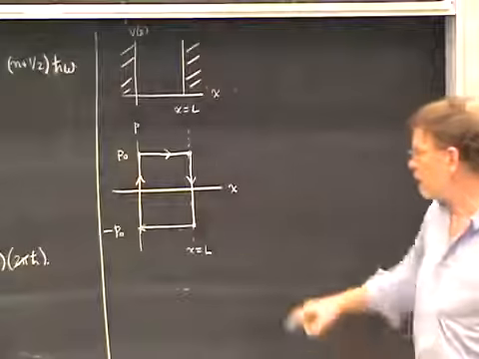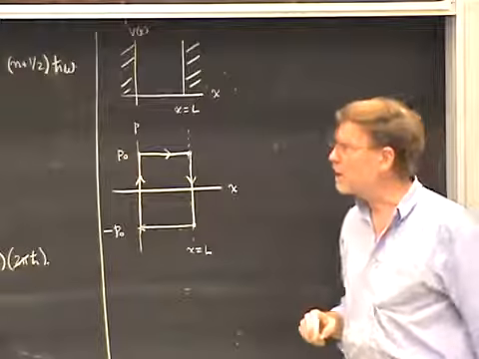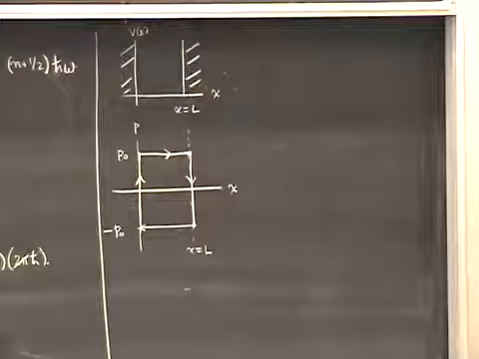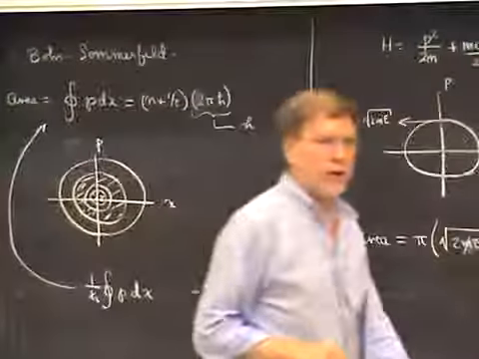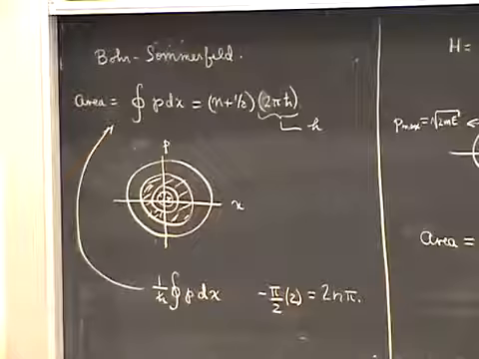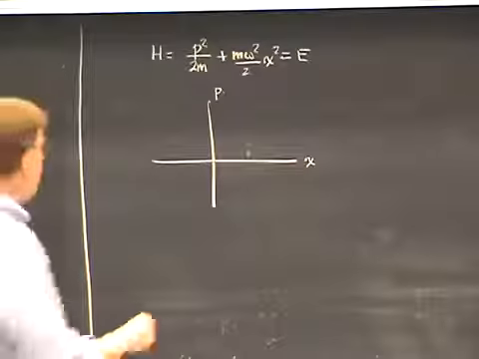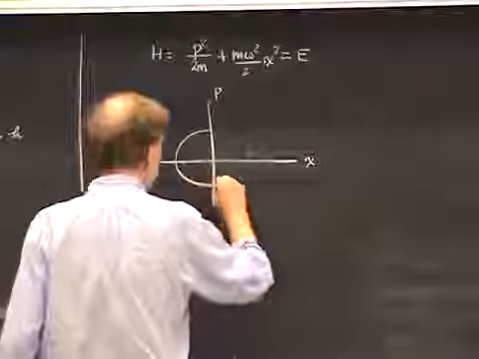Now here's the tricky part about the particle in the box. And that is that instead of having a phase shift of pi over 2 at a turning point, we have a phase shift of pi. And the reason is that of an ellipse in phase space. So it looks something like this.